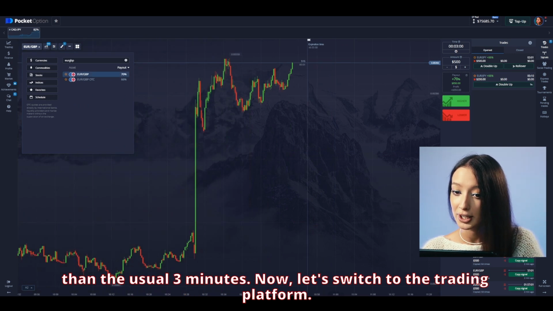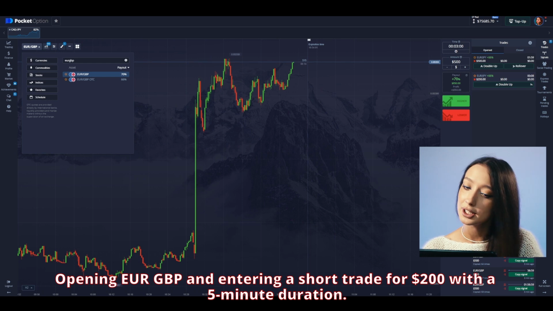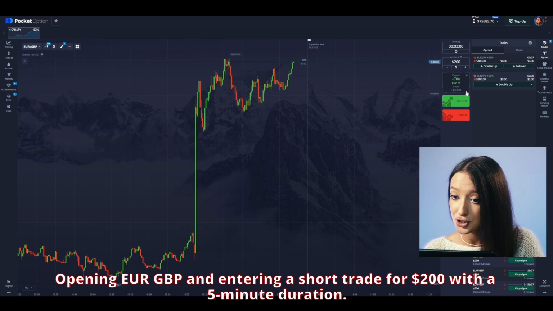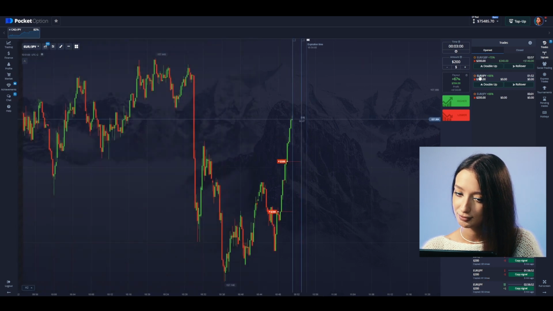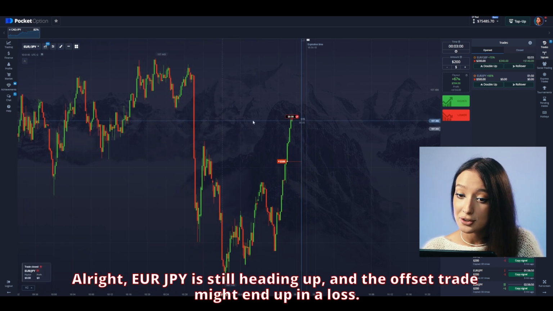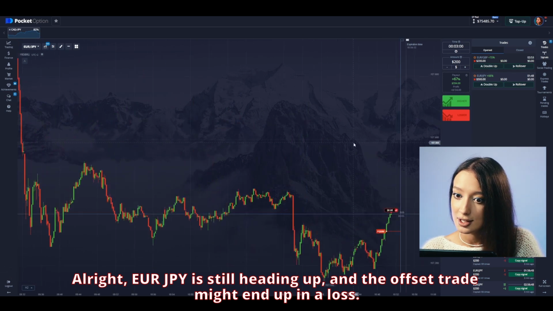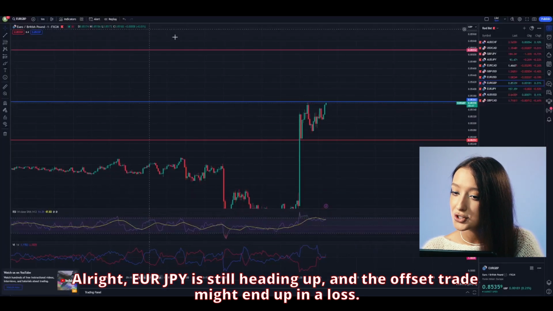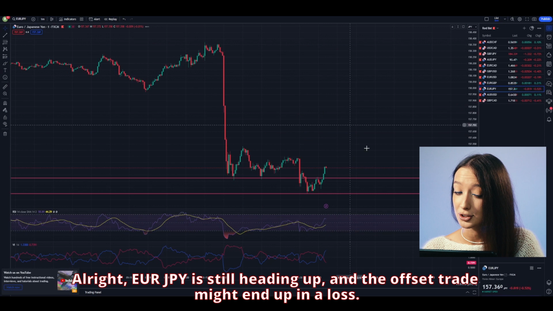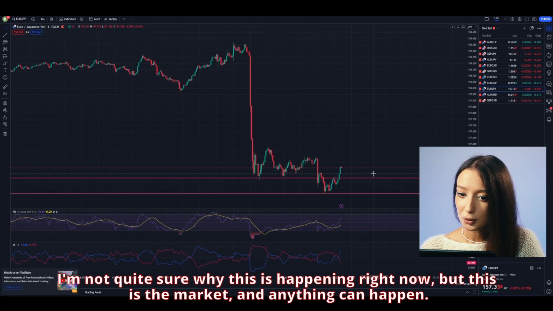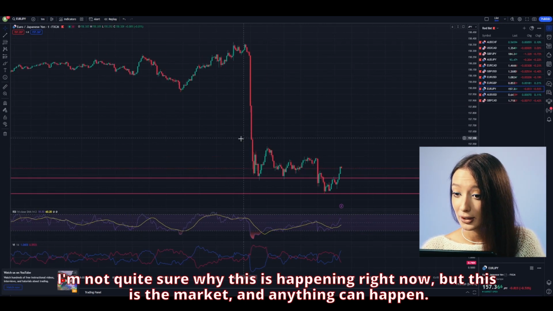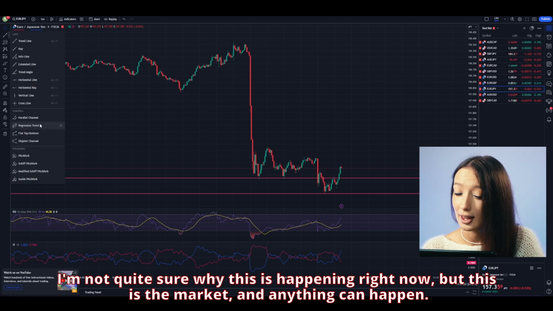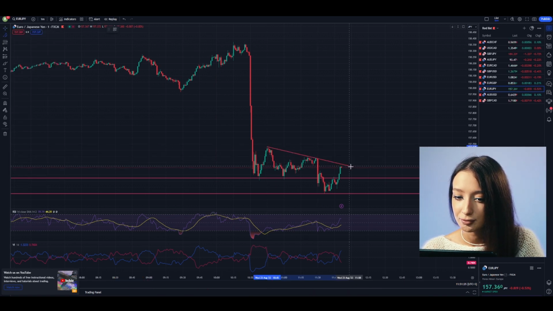Now let's switch to the trading platform. Opening EUR GBP and entering a short trade for $200 with a 5-minute duration. Okay, alright, EUR JPY is still heating up, and the offset trade might end up in a loss. I'm not quite sure why this is happening right now, but this is the market and anything can happen.